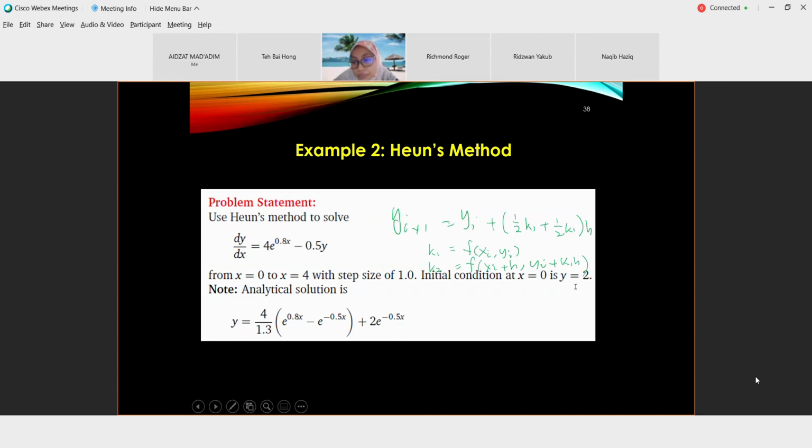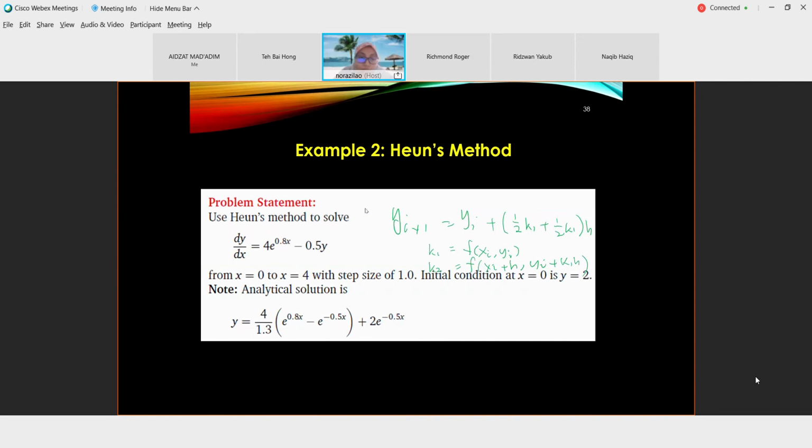Okay, Rosha, your equation in the chat is wrong. Please check. Y and X cannot mix. You have a comma there: xi plus h, comma, yi plus k1 h. Okay, hopefully you know how to differentiate X and Y values.